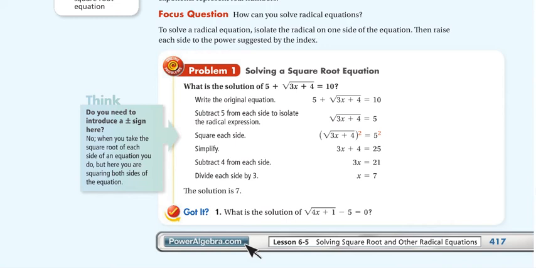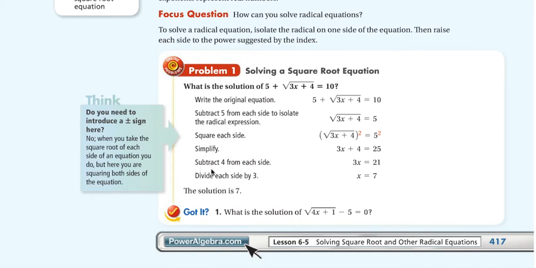What is the solution of 5 plus the square root of 3x plus 4 equals 10? So let's go ahead and write down the original equation. Now, to isolate the square root, you're going to need to subtract 5 from both sides, which leaves us 5 on the right side and eliminates the 5 on the left side. Then we're going to square each side because the index here is 2. The inverse of that is going to be 2. Make sure you write that 2 on both sides of the equation. Finally, you're going to simplify.